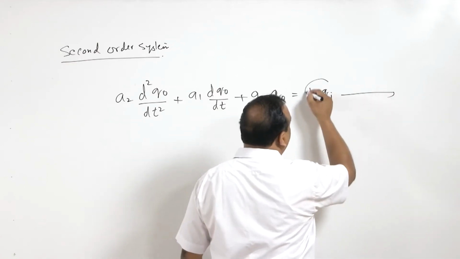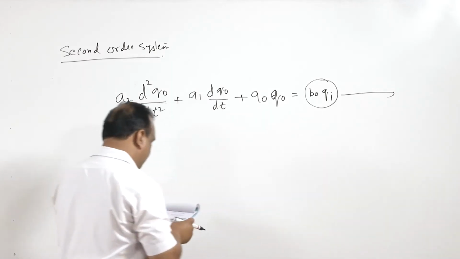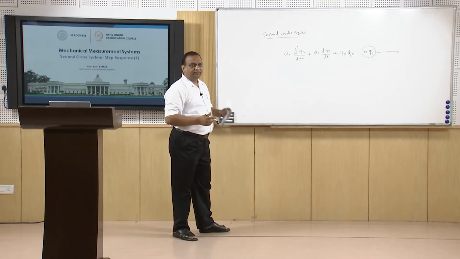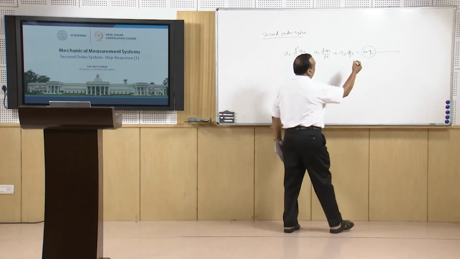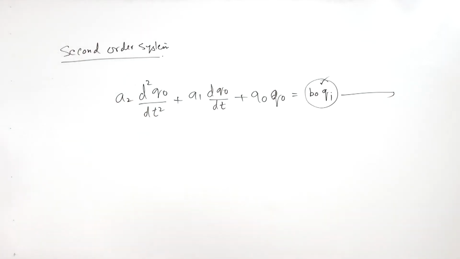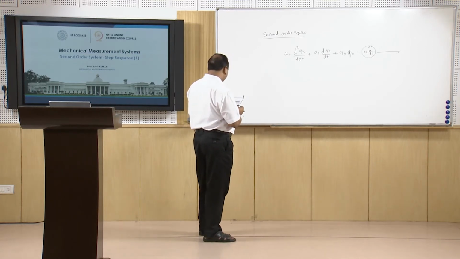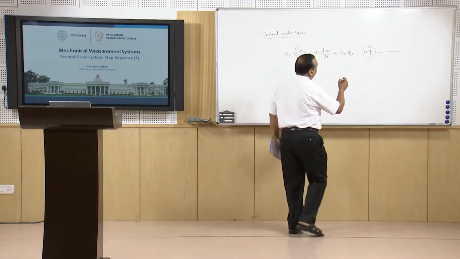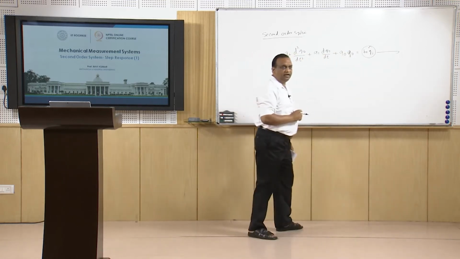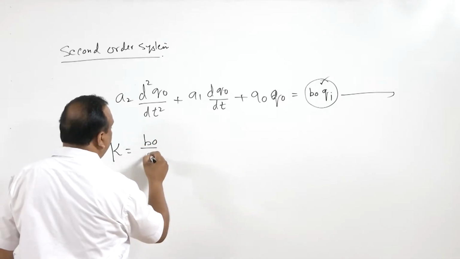Not necessarily do we have to restrict ourselves to BO QI only, but for common engineering uses, this is good enough to represent many of the engineering systems, especially mechanical engineering systems. Right? Now here there is a term, sensitivity of the instrument, and sensitivity of the instrument we get by dividing BO by AO.